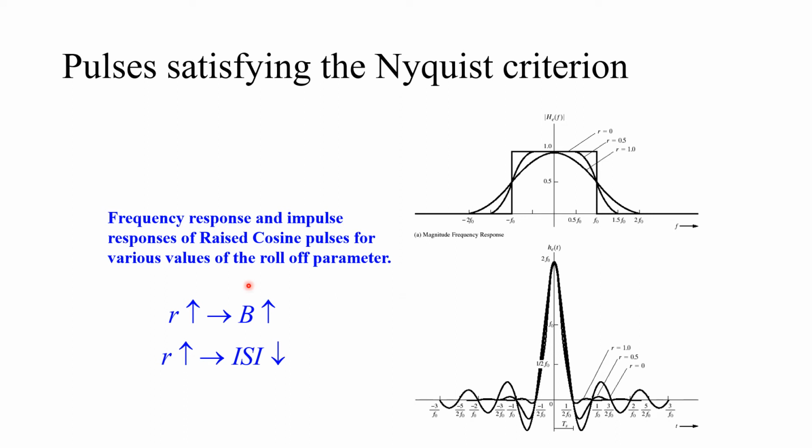And this is its frequency domain representation. Here R is the roll-off factor. For the perfect rectangular passband, the roll-off value R is 0, and when the roll-off value increases, the bandwidth increases. So here the relation between them is also shown. When the R value increases, the bandwidth increases. When the R value or the bandwidth increases, the ISI decreases.